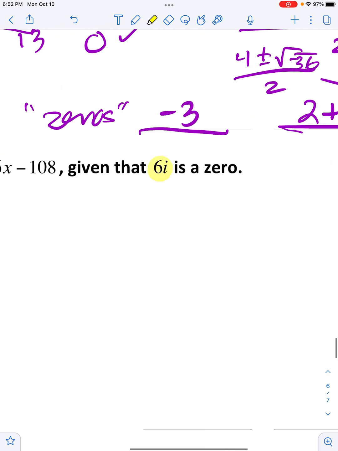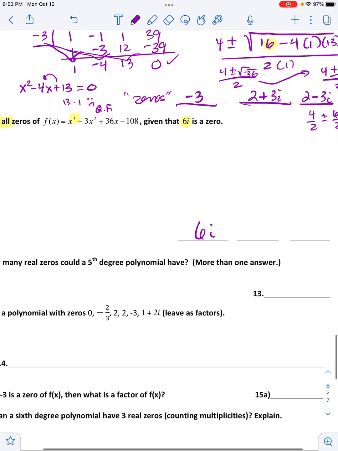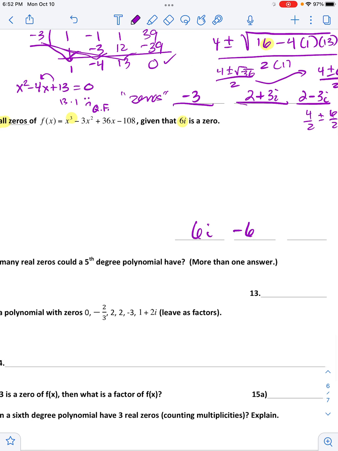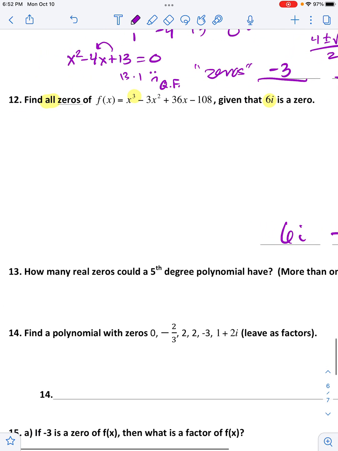Given that, oh, lovely, that 6i is a 0. So I actually know 2 of them, because if 6i is a 0, I immediately know that negative 6i is a 0, and I'm just looking for my last one. So that's good news and bad news. The good news is I only have one to find. The bad news is I need to do synthetic division using imaginary numbers. It is messy in the first row and then always cleans up.